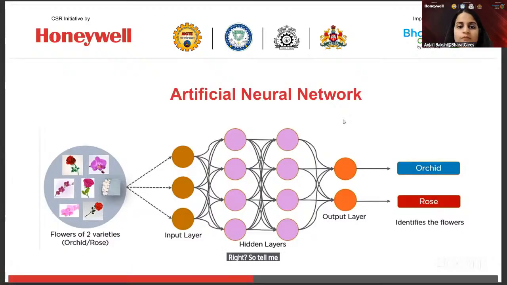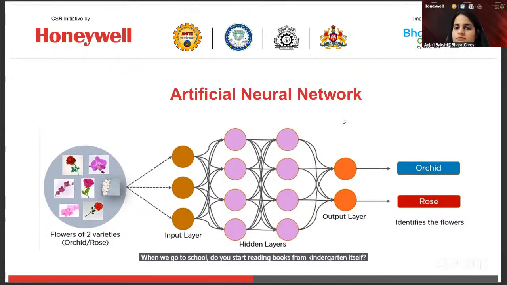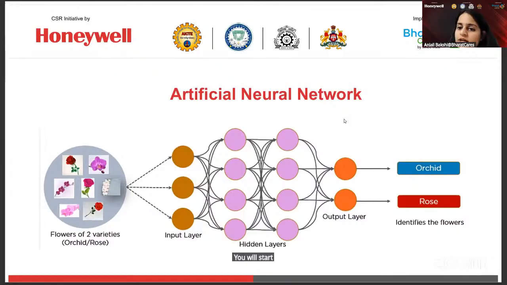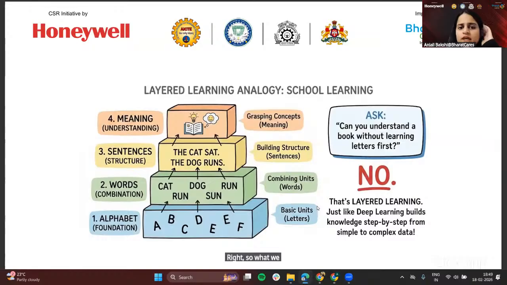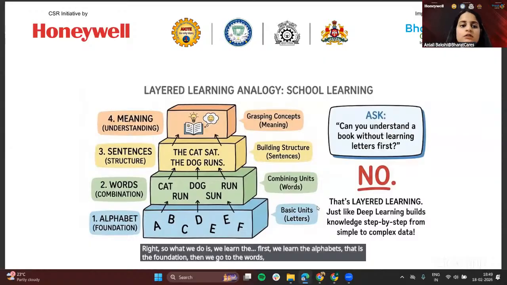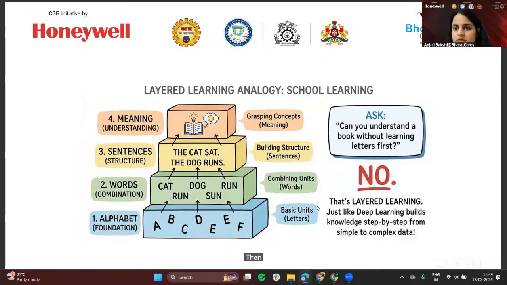So tell me one thing now. When we go to school, do you start reading books from kindergarten itself? No, no, no. Right. So what we do is we learn the alphabets, that is the foundation. Then we go to the words. Then we learn the sentences. Then we go to the meaning. That is how is the hierarchy we follow. Right. We cannot understand a book without learning the letters first. So that is called as your layered learning.